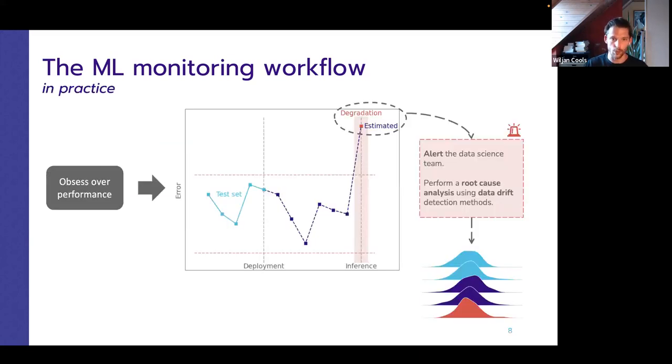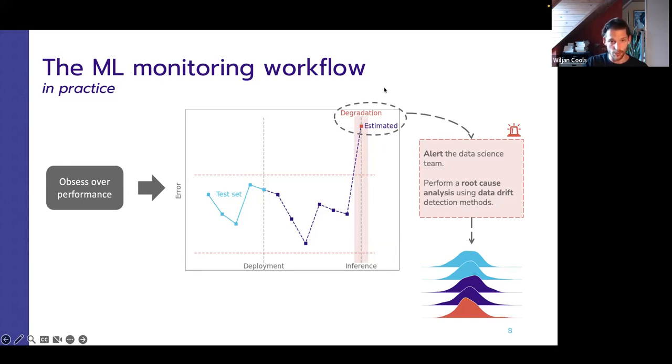So how does this monitoring workflow look in practice? We start obsessing over performance, and that means that we will estimate the model performance when we don't have ground truth, specifically for demand forecasting. If we have a very long forecast horizon, it's going to take a while before the actual demand becomes available, which we need to measure performance. And for that reason, we use a performance estimation algorithm. We have one in the open source library.